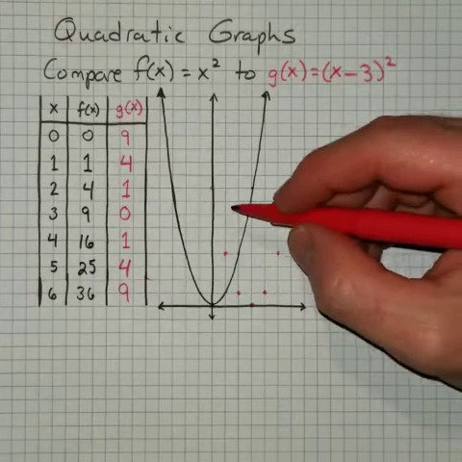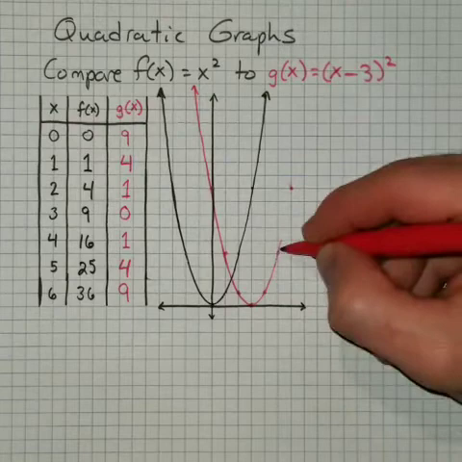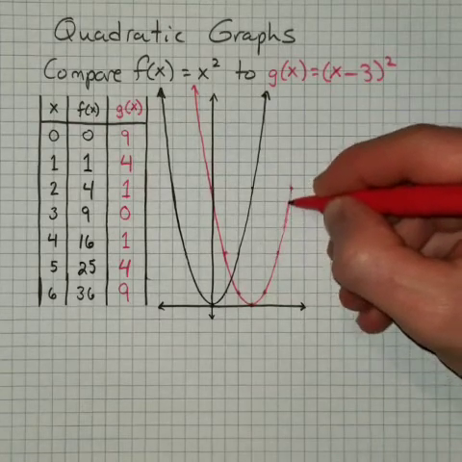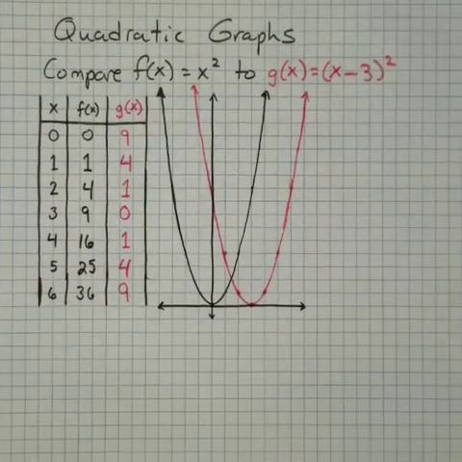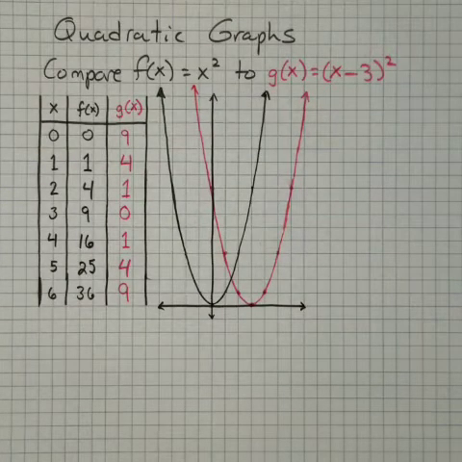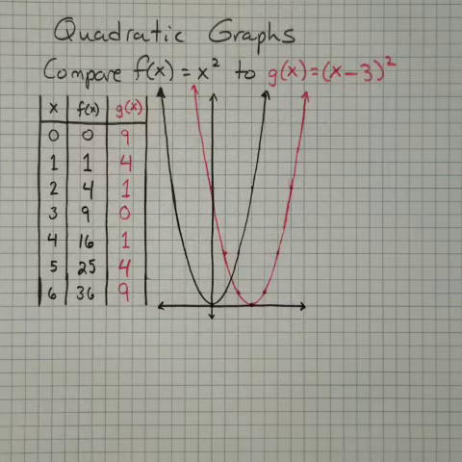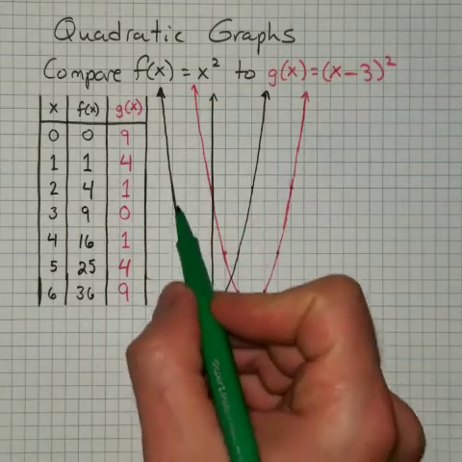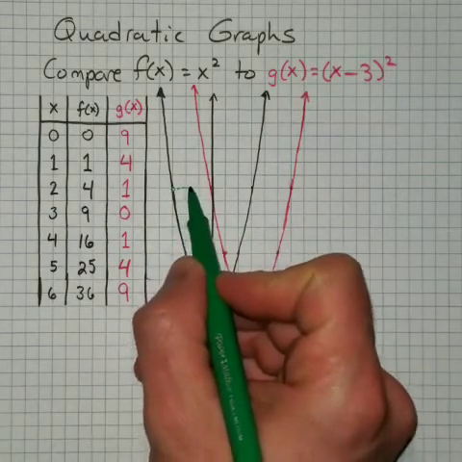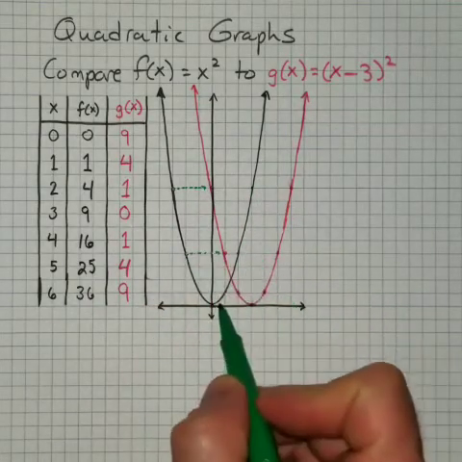If I were to sketch the graph then, what you'll see as I sketch this graph is that the new graph is a shift of the old graph to the right 3 units. Okay, so if you just take a look at this, each point on the original graph moved over 3 units to the right. Okay, every point.